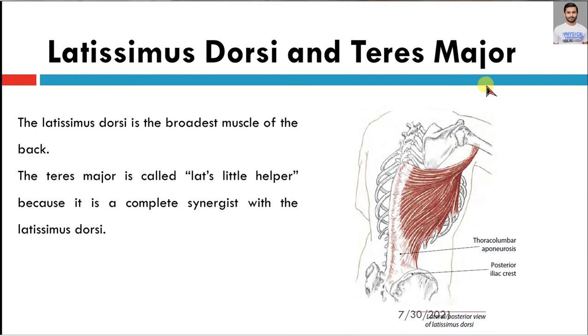Latissimus dorsi and teres major. These are the broadest muscles of the back. The teres major is called the lat's little helper because it helps the latissimus dorsi, and it is a complete synergist with the latissimus dorsi. It helps in extension as well, and so many other movements. You can see the massive origin of this latissimus dorsi, and the thoracolumbar aponeurosis, sometimes referred to as the thoracodorsal fascia, is continuous with this.